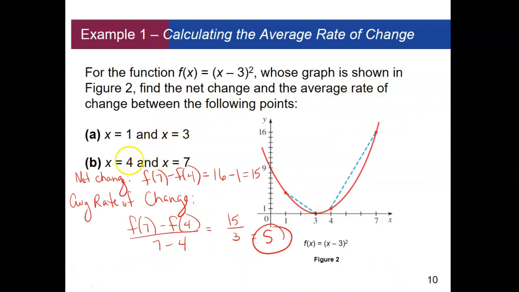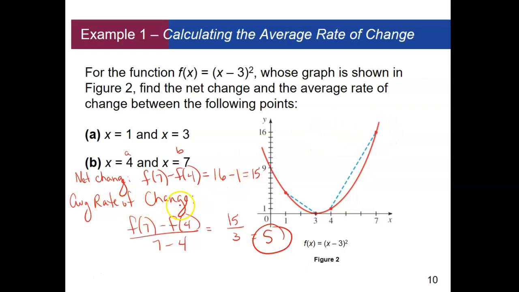Okay, for part B, to find the net change, you should have done f of b minus f of a, where this is your a and this is your b. So f of 7, you could either plug that in and find out it's 16, or you could read it from the graph and see that it's 16. So 16 minus 1 is going to give me 15 for my net change. So over the interval from 4 to 7, I have a net change of 15 units.